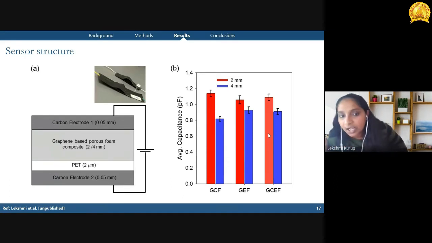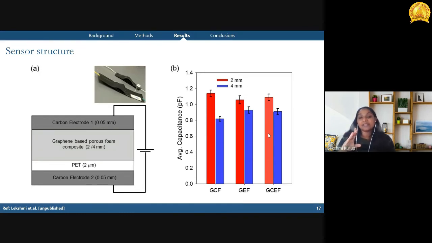Then what we have done is that we have measured the average initial capacitance of these six types of devices, and plotted a graph. I have told earlier that for each device, I have taken 2 mm ones as well as 4 mm ones. So we have plotted the initial capacitance graph. And from this graph, it's clear that the graphene coated ones are having a higher capacitance when compared to the other ones in case of 2 mm ones.